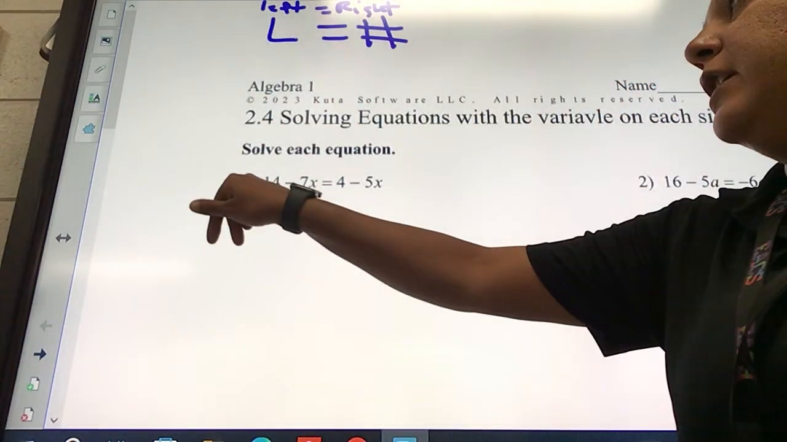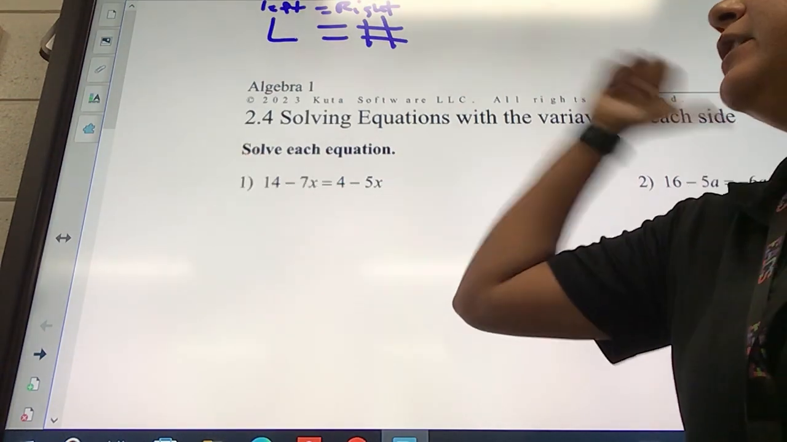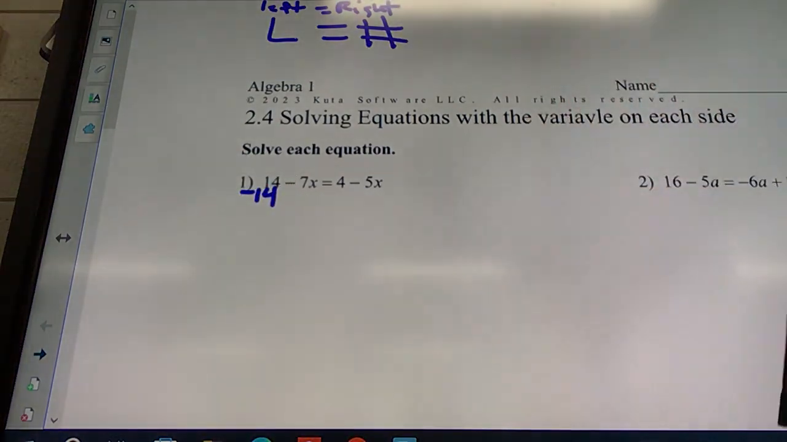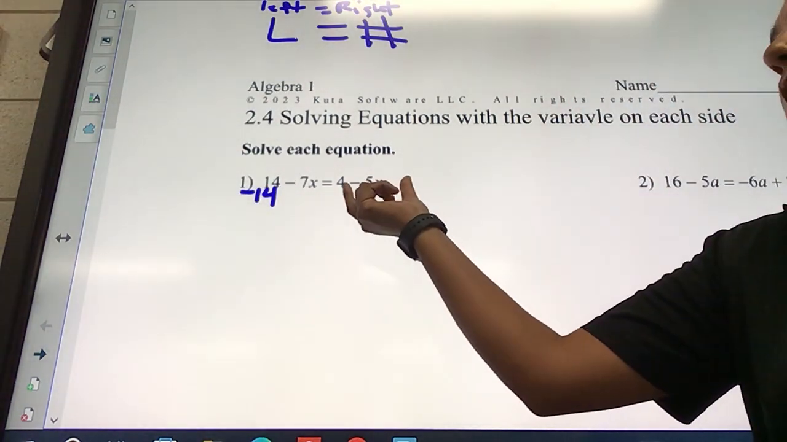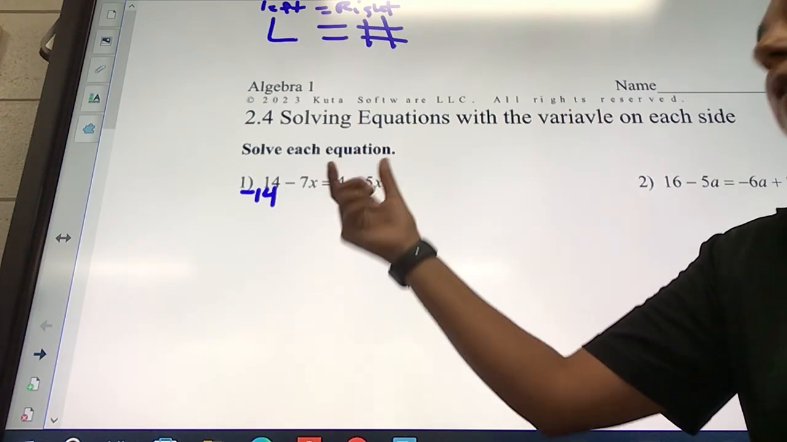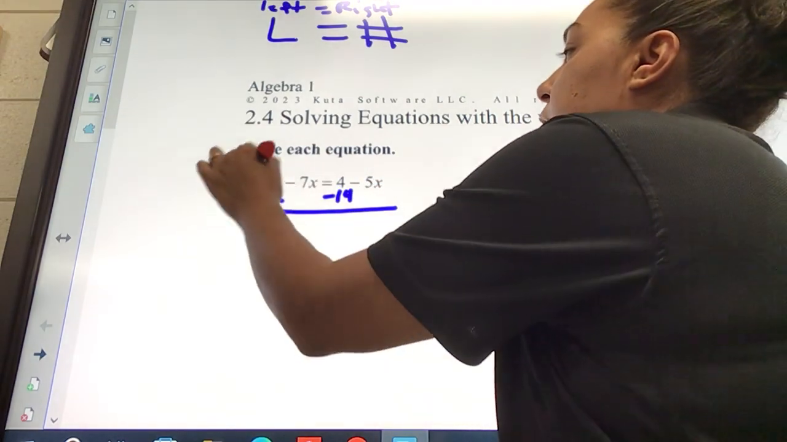Okay, so is the 14 a letter or a number? A number, which means it needs to be moved to this side. Okay, so we're going to say minus 14. And I have to put it with the other number. So what is it going to go under on this side? The 4 or the 5? 4. Under the 4. So we're going to say minus 14. Okay, so these ones would cancel.